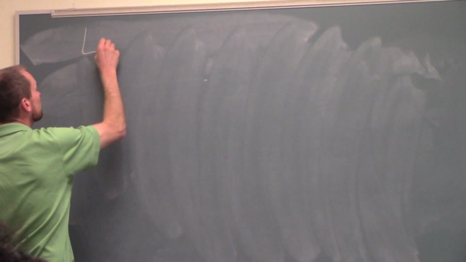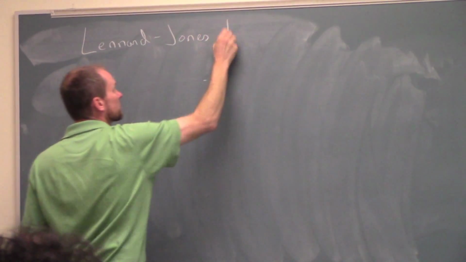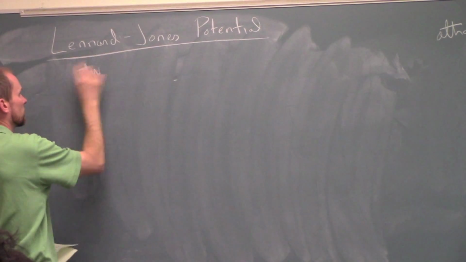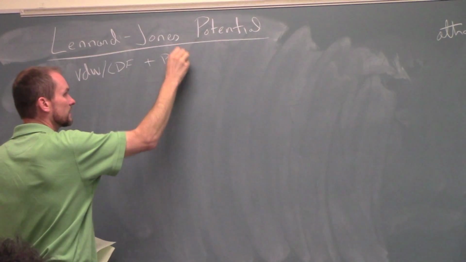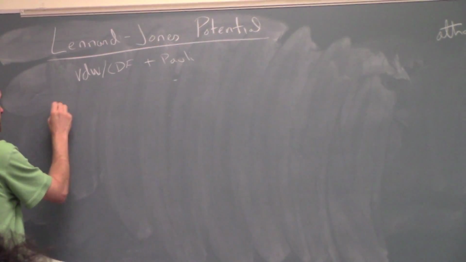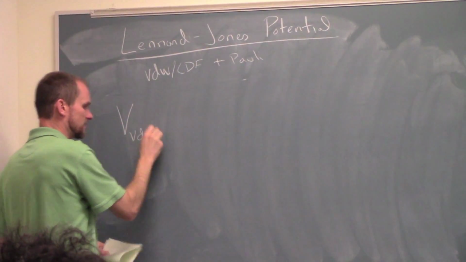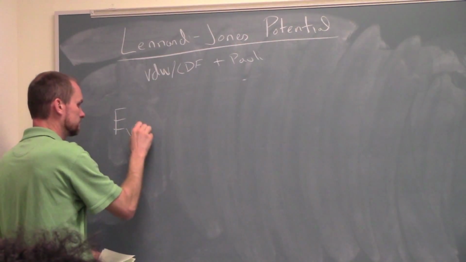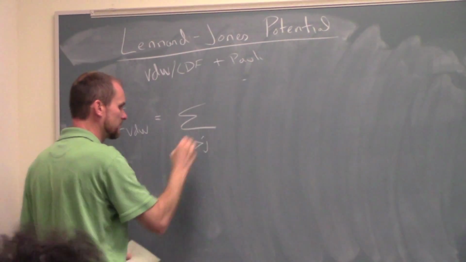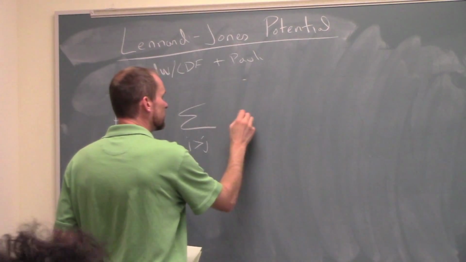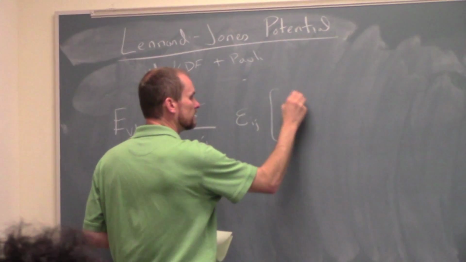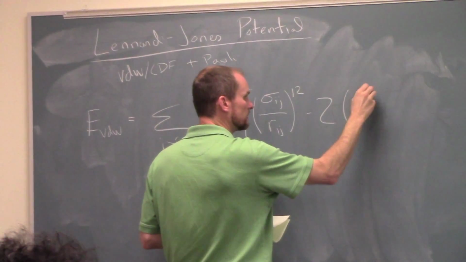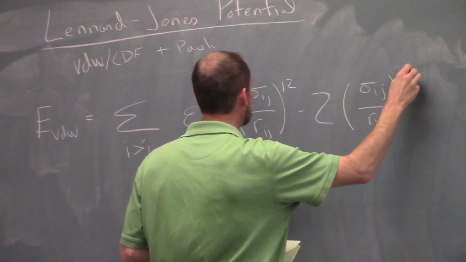In modeling, these typically get put together in something called the Lennard-Jones potential. So this is van der Waals, London dispersion forces plus Pauli, an easy and expedient formula. So the potential, van der Waals, let's write this energy. Typically sum over every pair of atoms, so all ij pairs of atoms, sum epsilon ij times sigma ij over rij to the 12th minus 2 sigma ij over rij to the 6th.